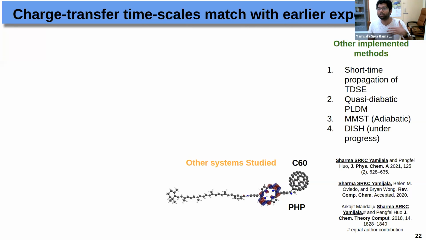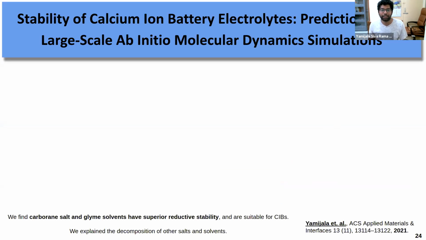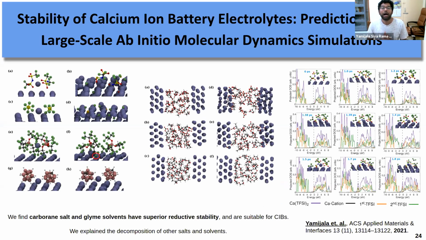Now we are moving on to the second kind of applications, which are the adiabatic dynamics applications. Please remember that in this case, the wave function can be represented by a single potential energy surface. In these applications, we have considered, for example, the understanding of the various kinds of electrolytes that are useful for calcium ion batteries. Calcium ion batteries are multivalent ion batteries that have the potential to replace lithium ion batteries.